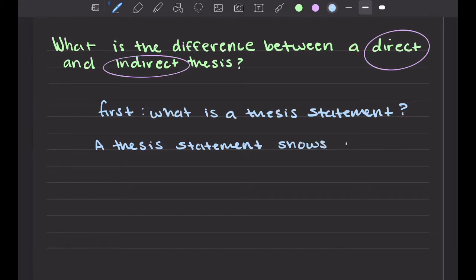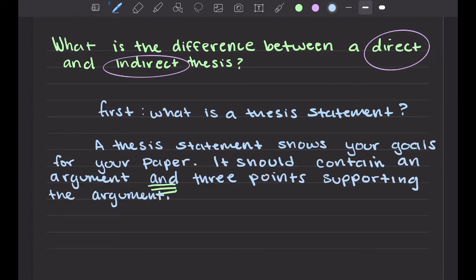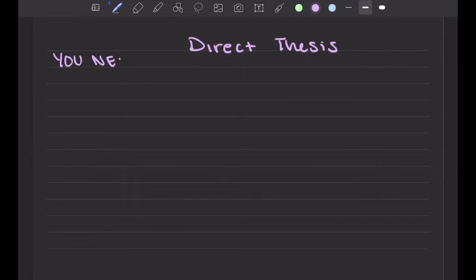A thesis statement shows your goals for your paper. A thesis statement also contains an argument and 3 points supporting the argument. Now, when you're listing these points, you want to list them from the least important to the most important. That way, when you write your body paragraphs, it really impacts the reader slowly and then it hits them with a bang at the end.